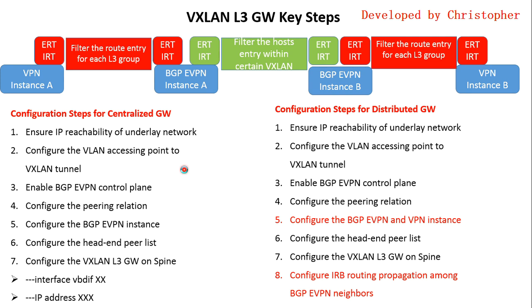I think another thing is that when all of the layer 3 VXLAN gateways are configured, it will enable the types of BGP EVPN packets to propagate or be shared with each other, for example, type 2, 3, and 5.